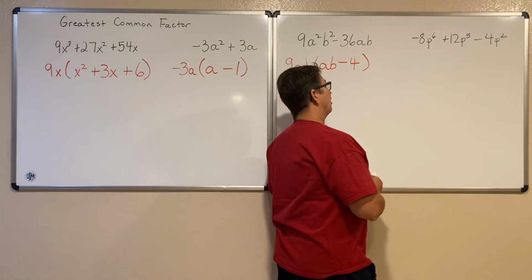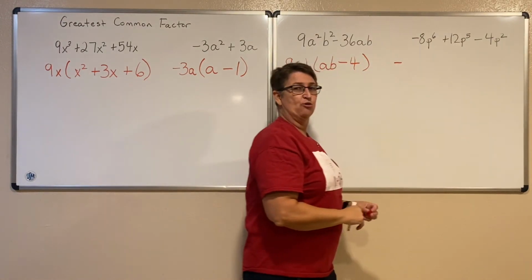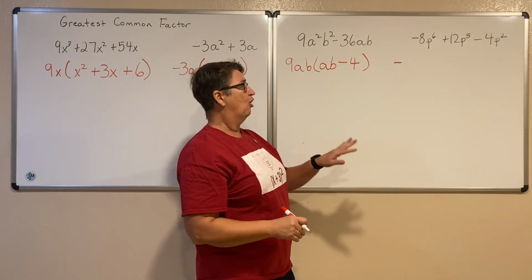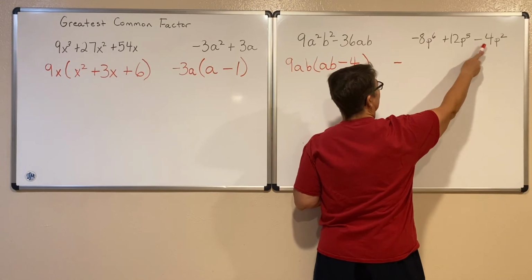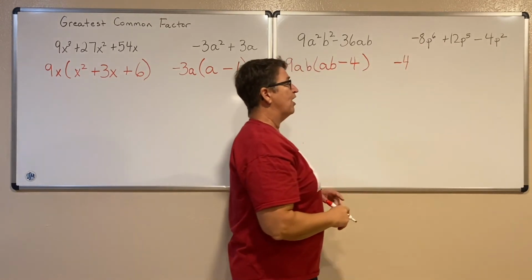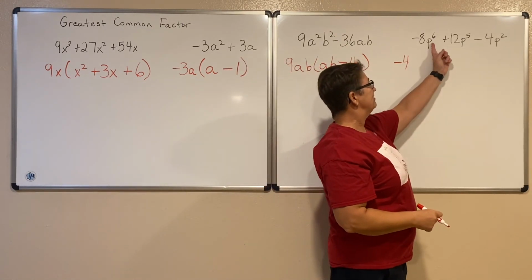I notice that it has a leading negative. Since it has a leading negative, I know that negative needs to come out. Then I look for a number that goes into all three of those. Well, 4 goes into all three of those numbers. And then they all have p's. How many p's can we take?